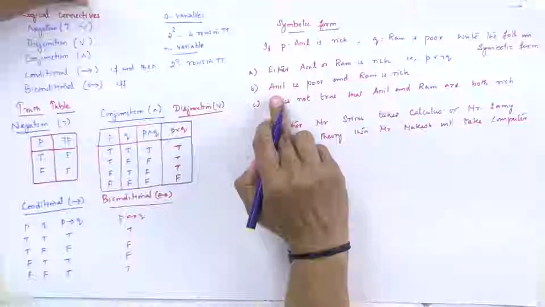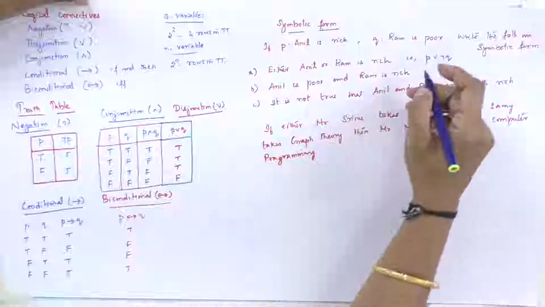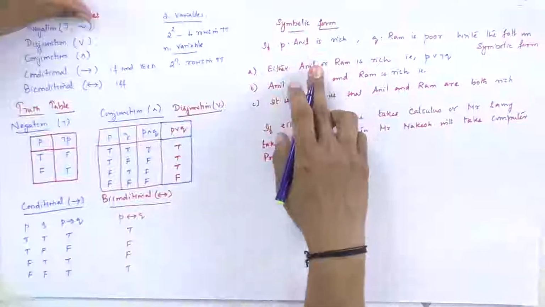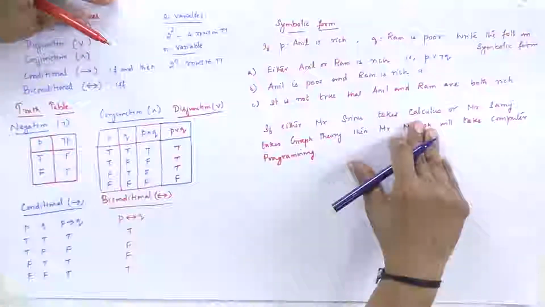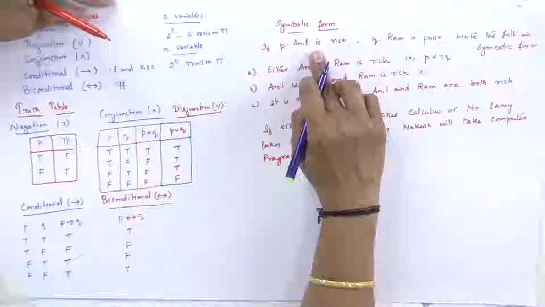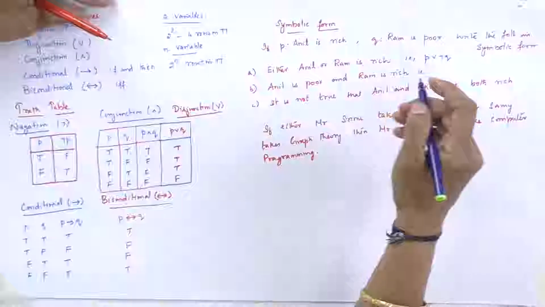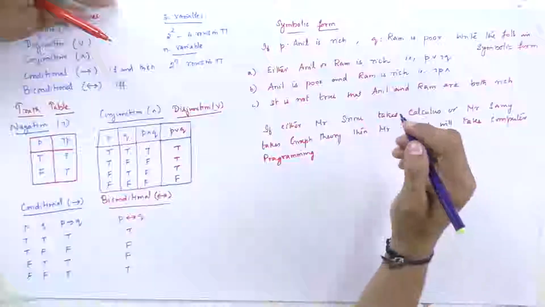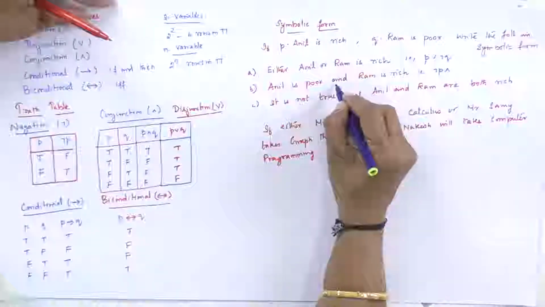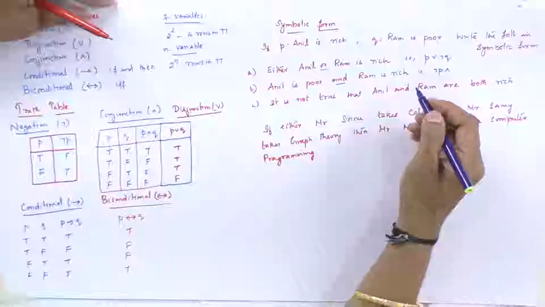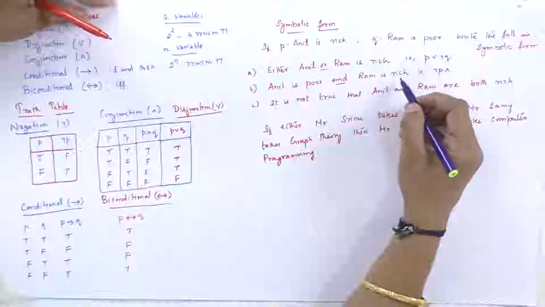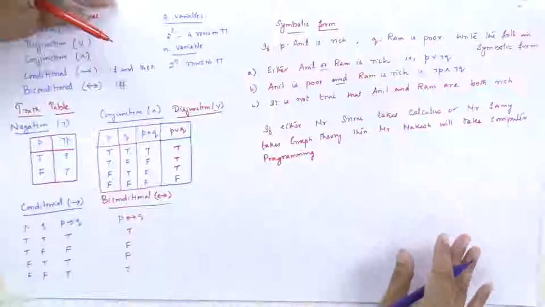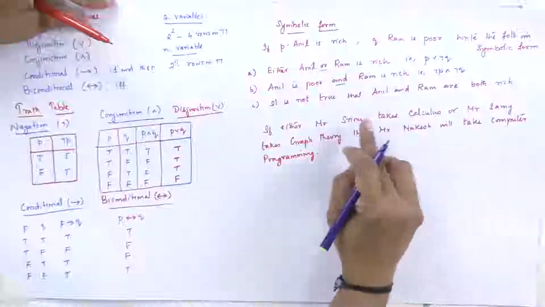And next is Anil is poor and Ram is rich. How do we represent this in a symbolic form? Anil is poor. Here P represents Anil is rich, so poor is the negate of that, negate P. And conjunction is the suitable connective. Whatever terms are given here, we will have to suitably find out the connective. Ram is rich, Ram poor is Q, so negate Q. So this is how we will write the symbolic form.